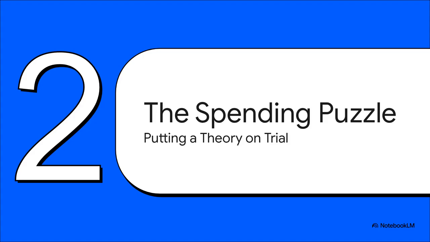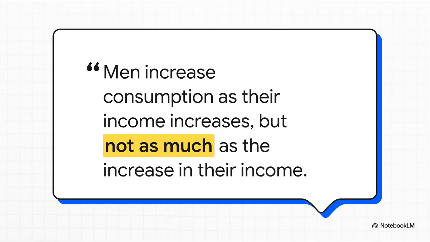So for our case study, we're tackling the spending puzzle. We're going to put one of the most famous ideas from the legendary economist John Maynard Keynes on trial, using the tools of econometrics to see if it really holds up. All right, so step 1, state the theory. Keynes laid out what he called a fundamental psychological law, and it's pretty simple. He said when people get more money, they spend more, but they don't spend all of the extra money. They save some of it. This means the rate of extra spending for each extra dollar, what he called the marginal propensity to consume, or MPC, has to be somewhere between 0 and 1.